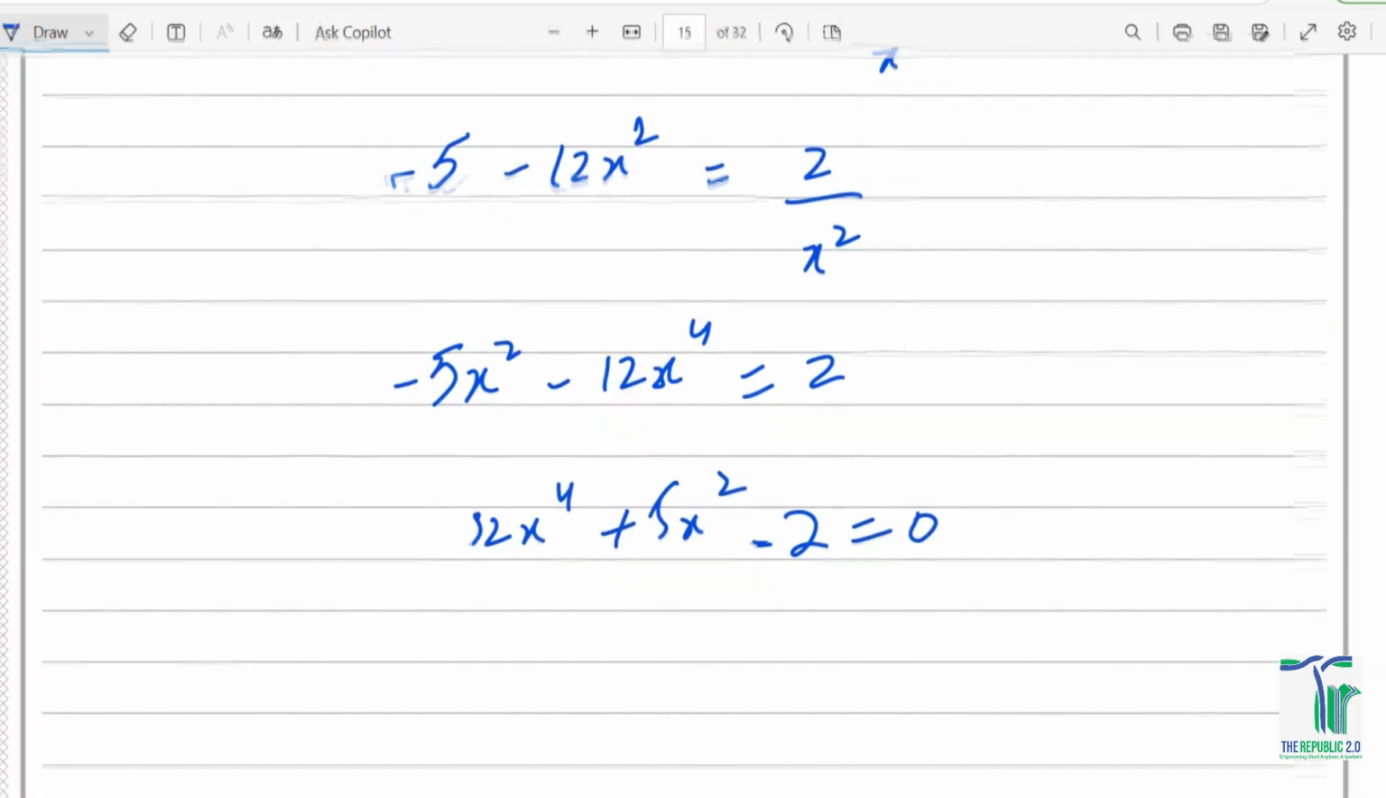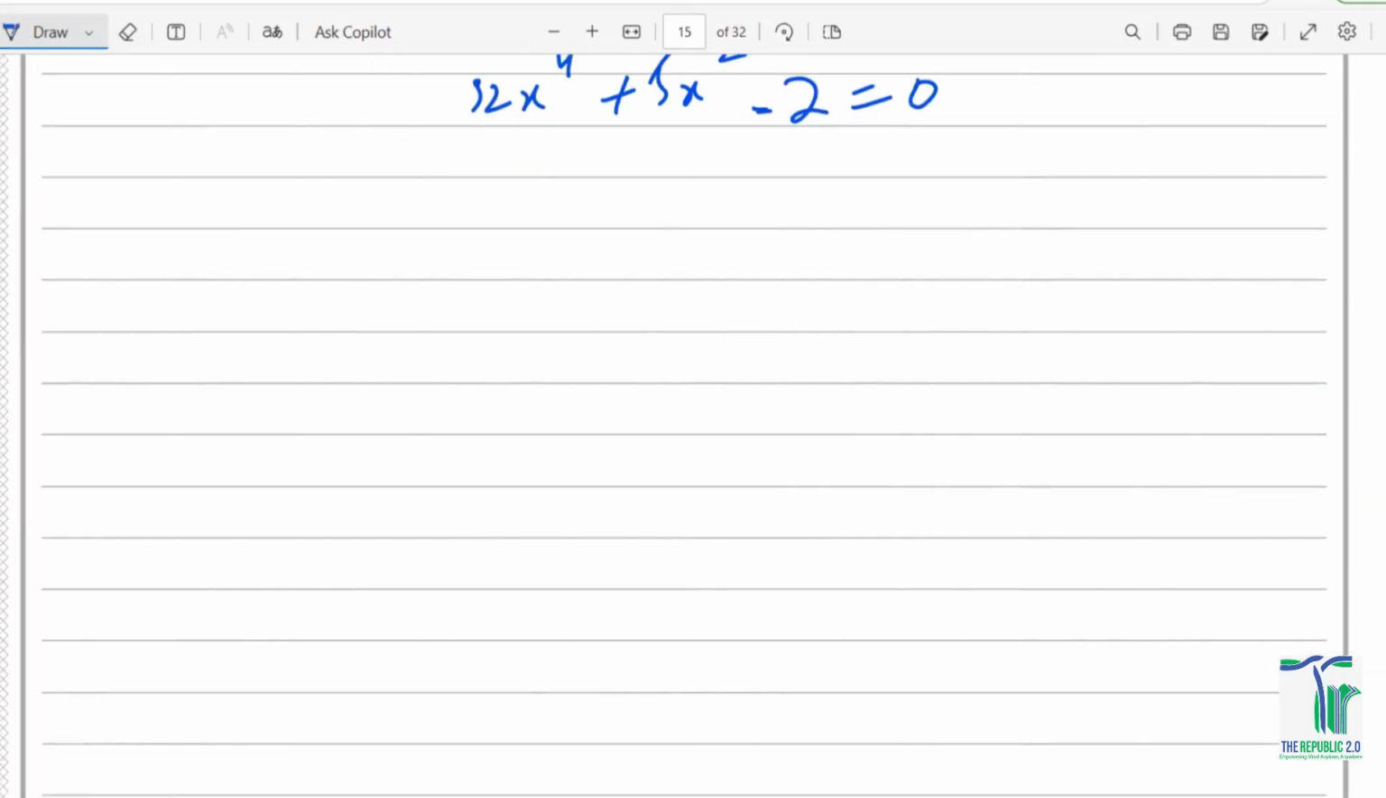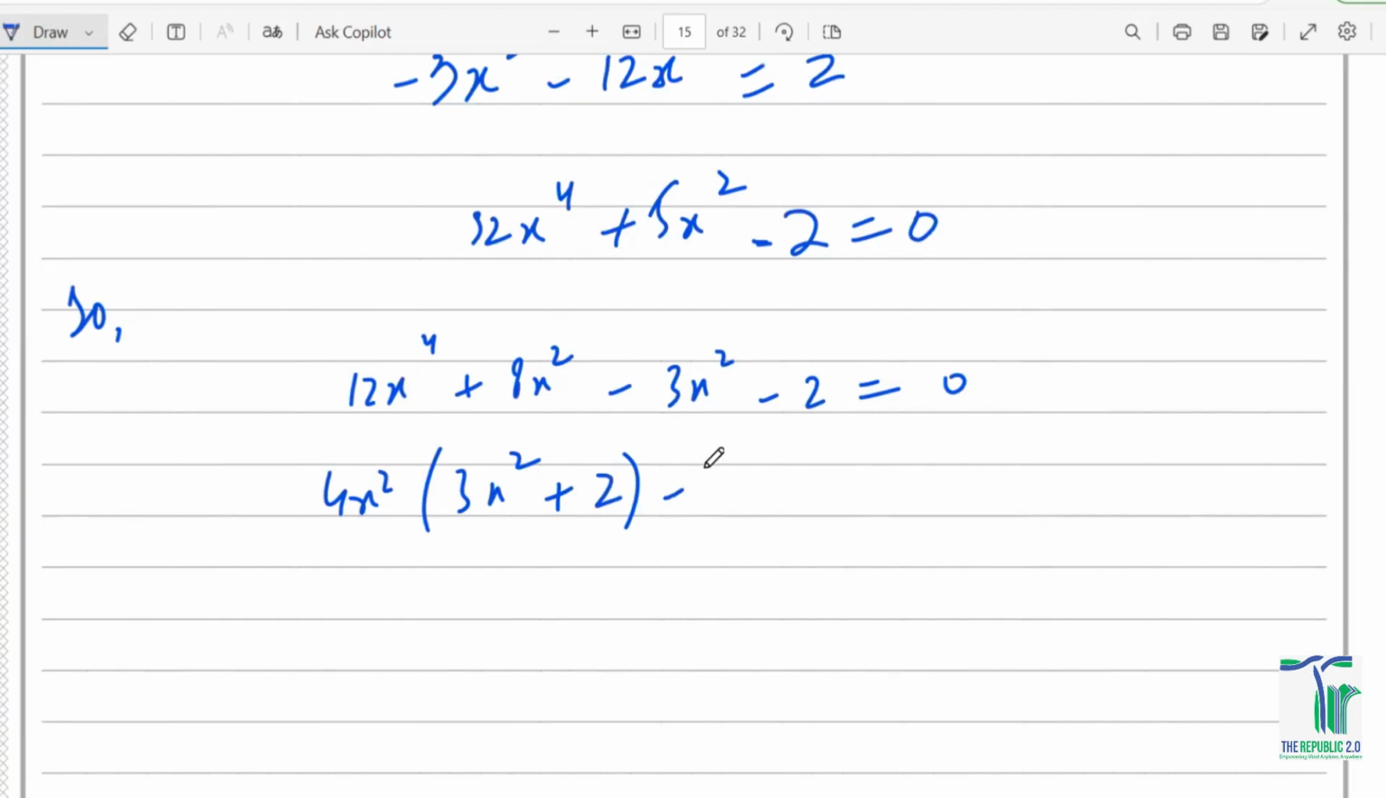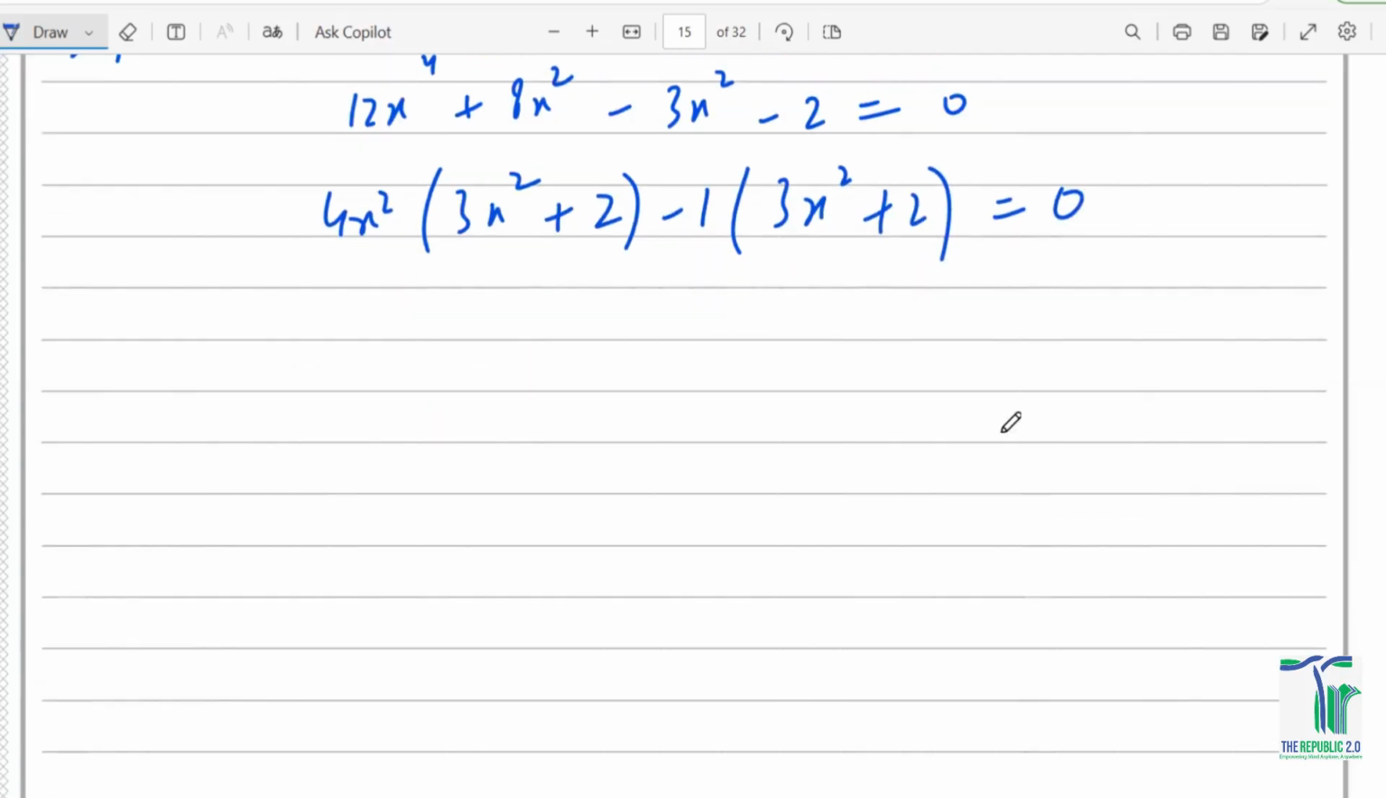So now I'm just going to simplify it down to get myself x. 2 times 12 is 24. We just need to make some factors to get ourselves 5, and that should be 8 and 3. So 12x^4 plus 8x square minus 3x square minus 2 equals to 0. I would be having something common, and that is 4x square, and I'll be left out with 3x square plus 2. Then minus 1 is common, and I'll be left out with 3x square plus 2. So I would be having 3x square plus 2 times 4x square minus 1 equals to 0.